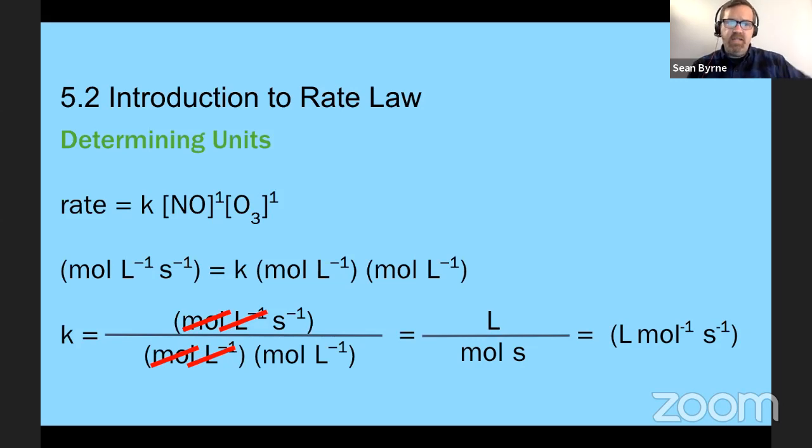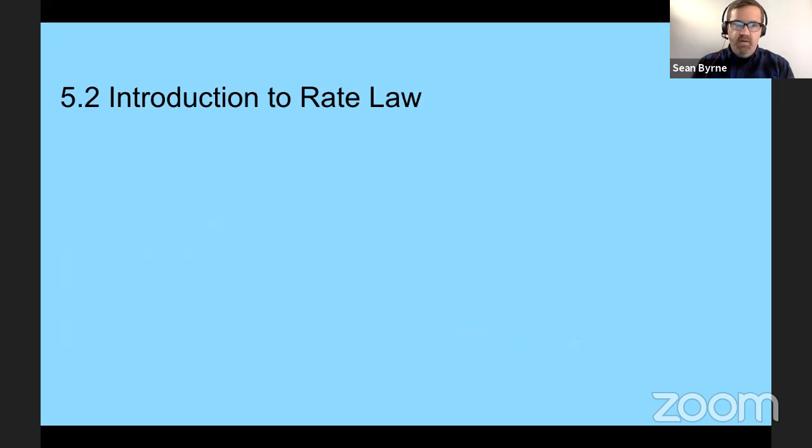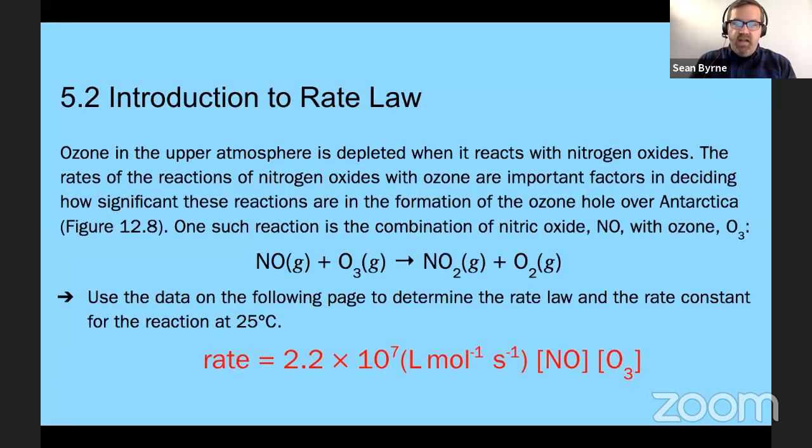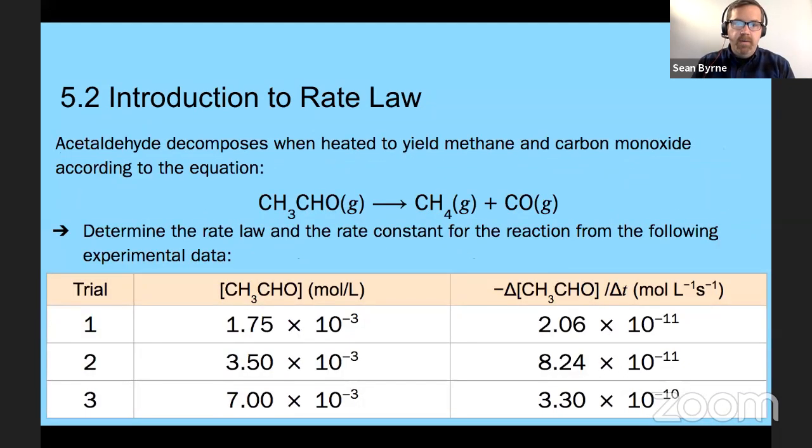So take a second and listen to that again. I'm running short on time here, so I'm going to keep moving on, but if you want to see my derivation of that again, please stop and rewind and watch that again, okay? So our final answer here is that our rate is 2.2 times 10 to the 7th liters moles to the -1st seconds to the -1st, times the concentration of NO times the concentration of O3. So there's our final answer, where we have the rate law and the rate constant with our units on it, okay? Let's walk through one more where the numbers are a little bit more complicated, okay?